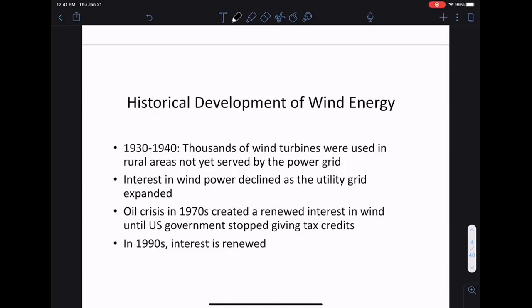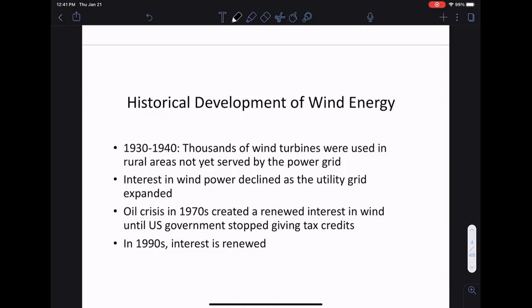Then as the grid got bigger and bigger, of course, at that time, having a coal-fired power plant was much, much more reliable than having a wind turbine. So you start seeing less and less turbines around. And then the first real shock in the system was the 1970s, right? The oil crisis. That spurred a lot more modern innovation in turbine design. Then around the late 1990s and 2000s, you're really seeing this round of turbine design.